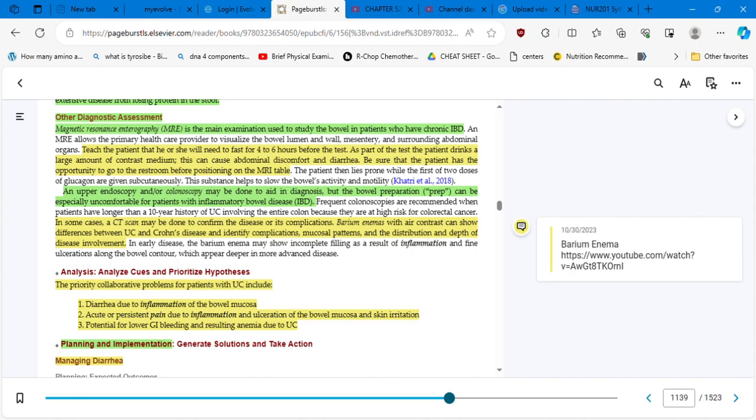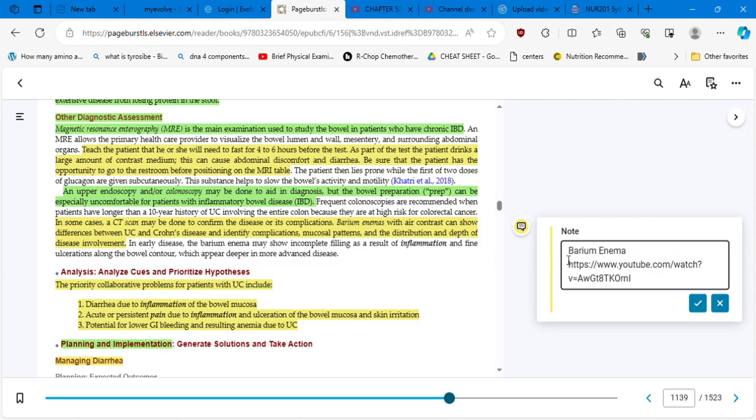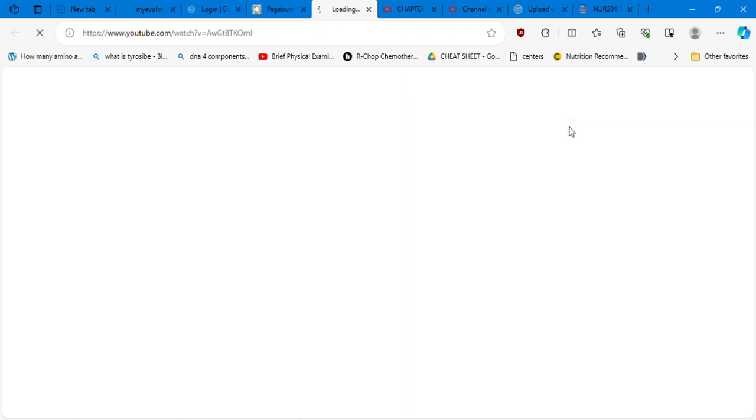Barium enemas with air contrast can show differences between UC and Crohn's disease and identify complications, mucosal patterns, and the distribution and depth of disease involvement. So I have a video for barium enema, to have it clear, right? We need to have these procedures clear in our mind.